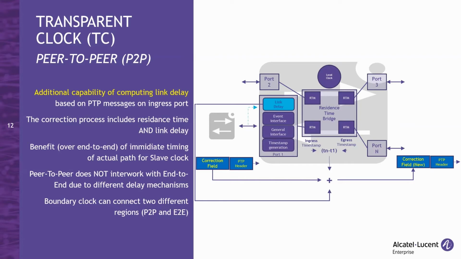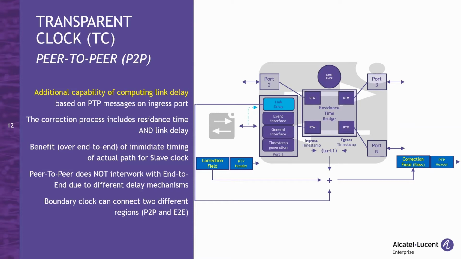Besides end-to-end transparent clocks, there are also peer-to-peer transparent clocks that have additional capabilities compared to end-to-end transparent clocks. This capability is to measure also link delay in addition to residence time. Link delay is calculated based on specific PTP messages exchanged between link peers and will be accumulated to the correction field together with residence time measured by residence time bridge. At the end, correction field will have correct time needed for the message to pass through all the peer-to-peer transparent bridges on the path between master and slave.